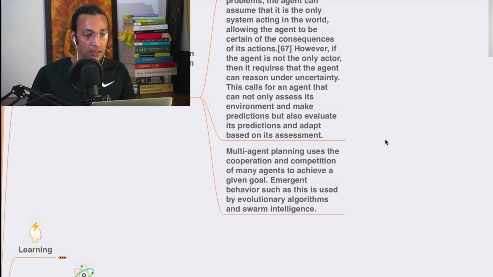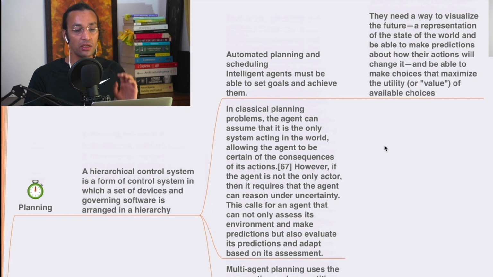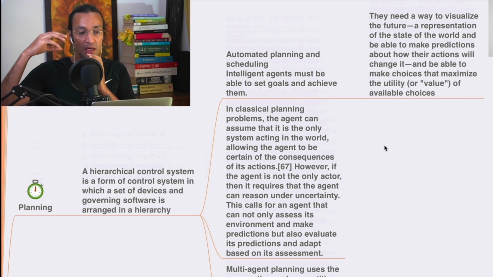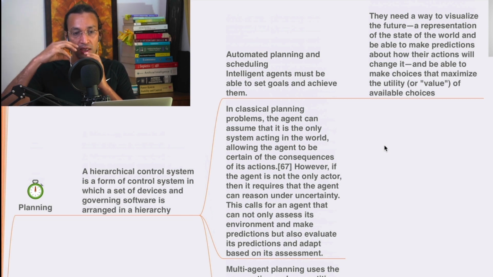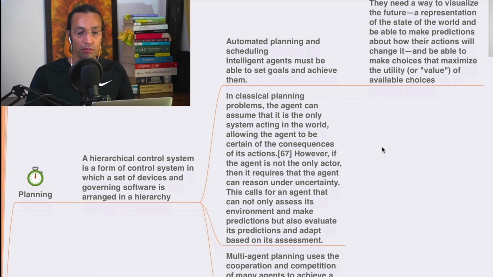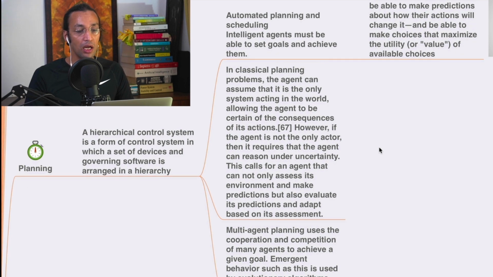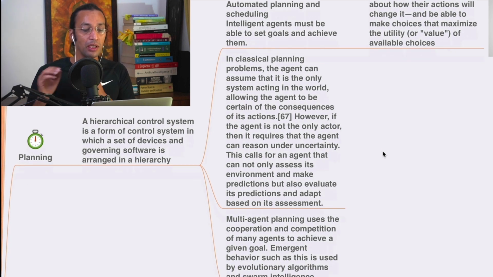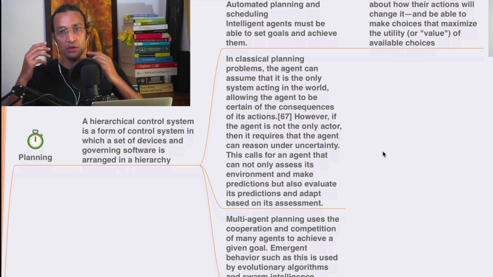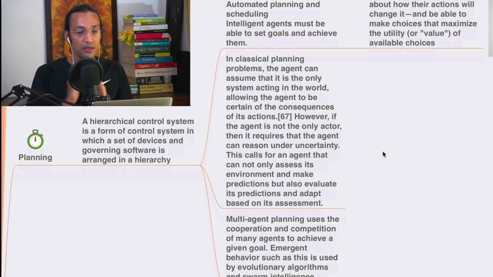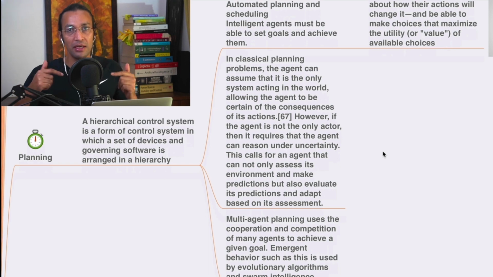Planning, like there's a hierarchy in the software, with devices and software also arranged in a hierarchical manner. Then automated planning is where the agent goes and achieves the value, goals, optimization. Then there were problems with the classical problem, and then multiple agent planning is used in multiple evolutionary algorithms and other things. This is how planning is done in AI.